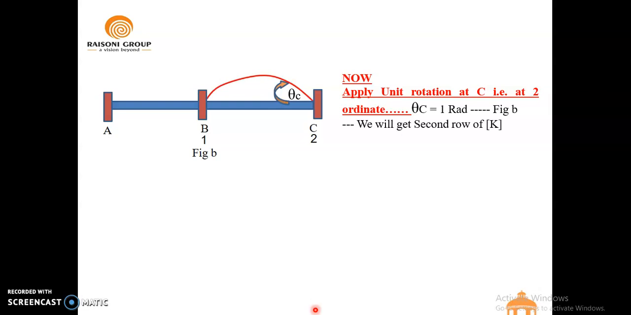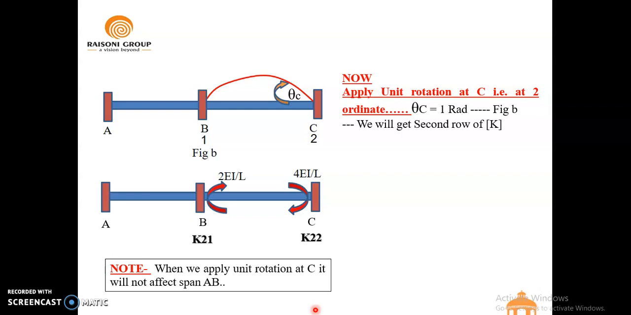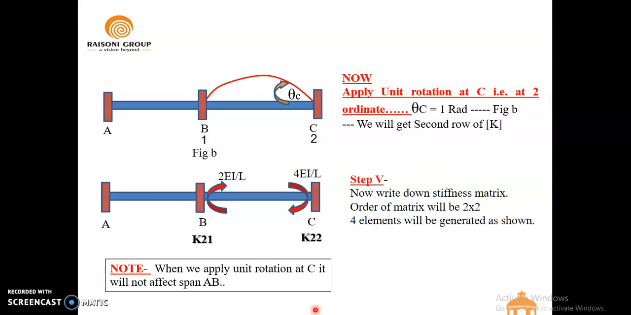In this case, that rotation will not affect span AB. The moments generated are like this: 4EI upon L at C and 2EI upon L at B, and both will be in the clockwise direction, since our rotation is assumed in the clockwise direction. So this will give us K22 at point C and K12 at point B. This is an important note.